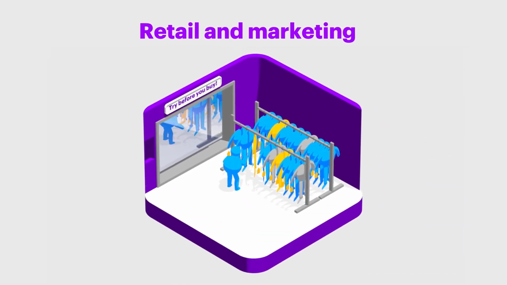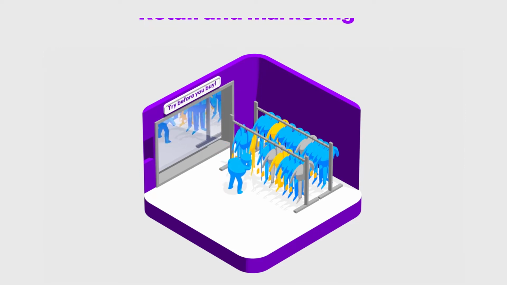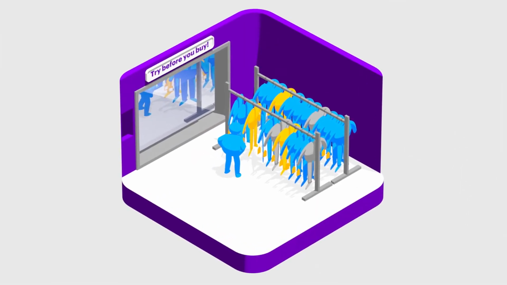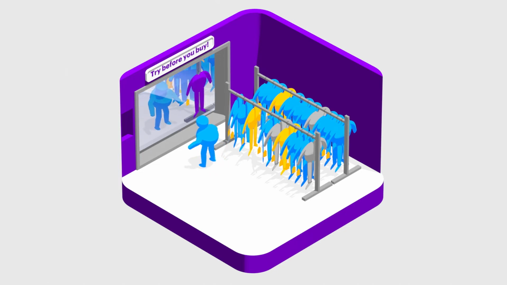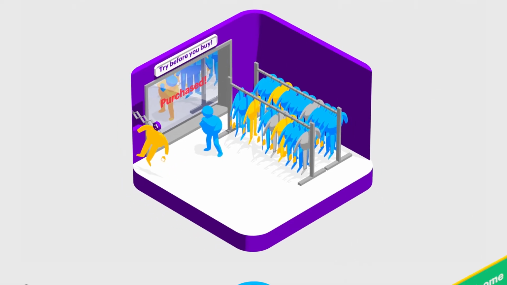Retail and marketing. You may have experienced this one yourself. Shoppers can use XR to try before they buy. This makes them more confident in their purchases and reduces the buy, try, and return cycle. By the way, that's one more example of how XR improves sustainability.